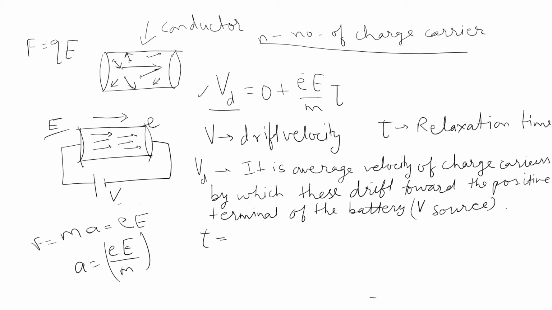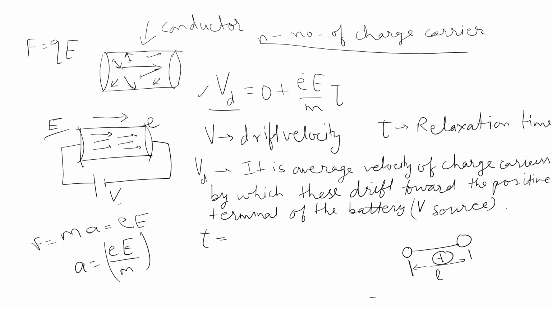As you have studied, let us suppose this is a charge particle and this is another charge particle. If they collide, then there will be some time before which they will not collide. Let us say when the separation between them is L and T is the time in which they collide. So this time T in which they are free, they are relaxed, they are not colliding with each other.